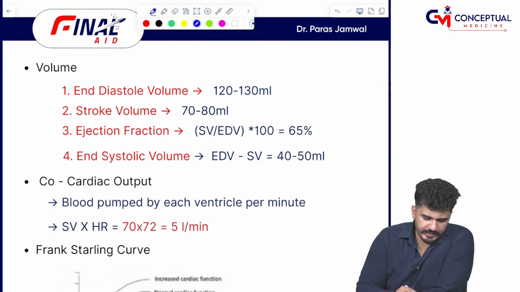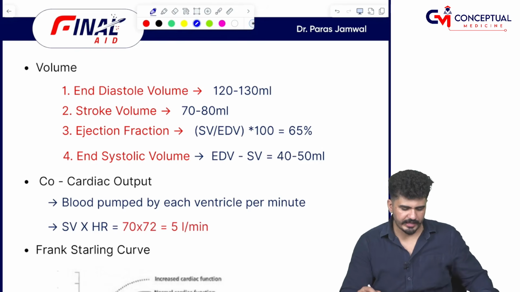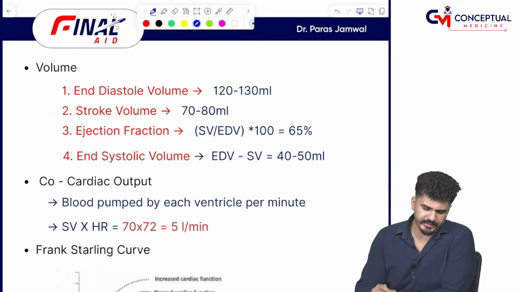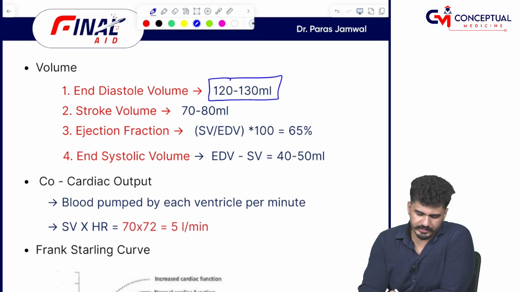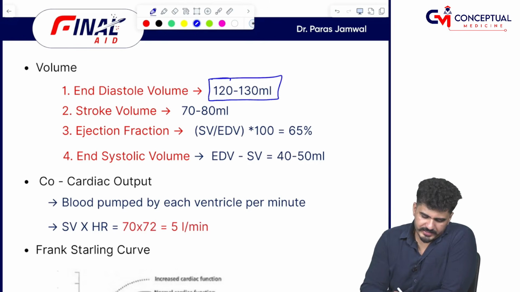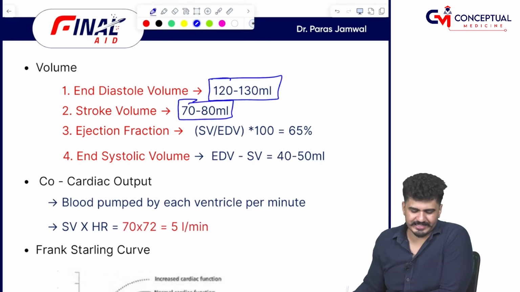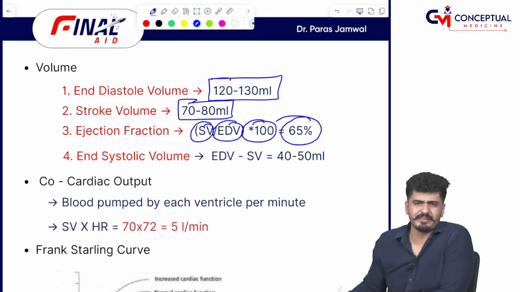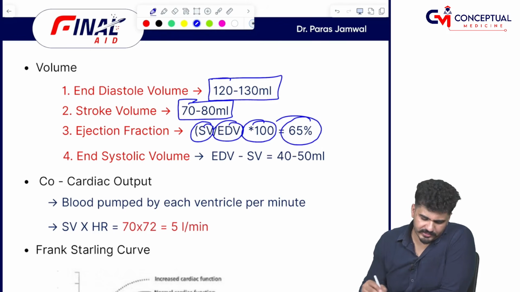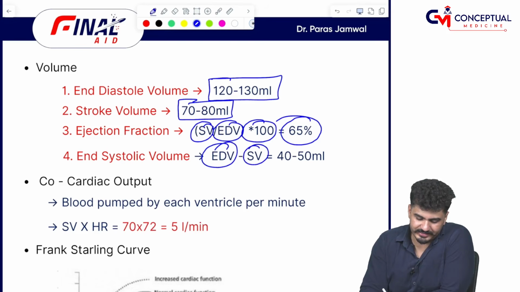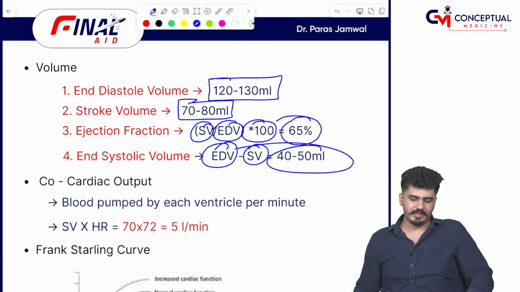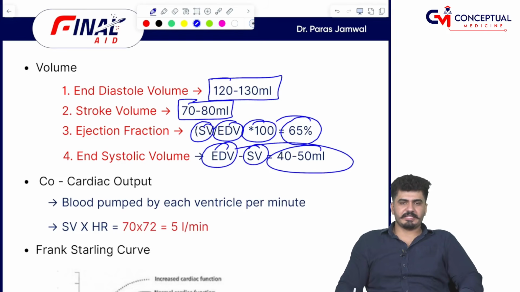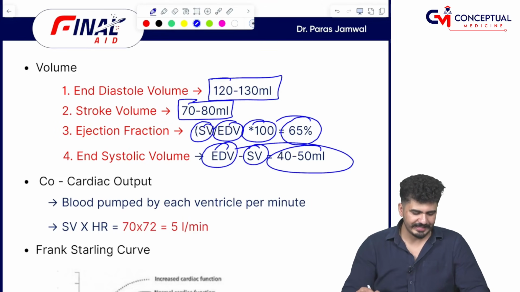Now volumes: end diastolic volume, stroke volume, ejection fraction and end systolic volume. My dear friend, end diastolic volume is 120 to 130 ml. Stroke volume is 70 to 80 ml. Ejection fraction is stroke volume upon end diastolic volume multiplied by 100, that is about 65%. And end systolic volume, which is always inside the heart, is end diastolic volume minus stroke volume, that is 40 to 50 ml. So stroke volume is important, which is 70 to 80 ml, my dear friends.